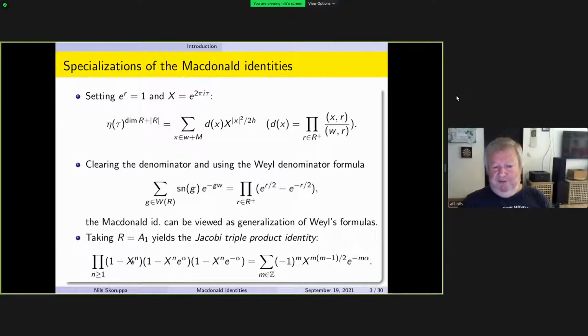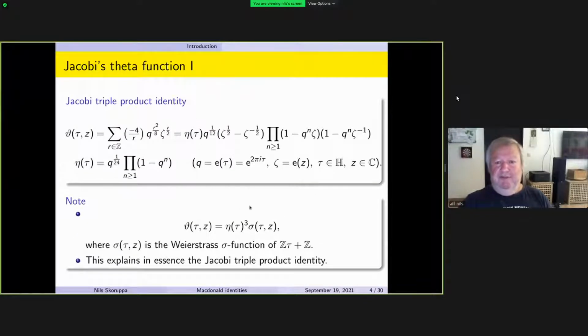If you set x to e to the 2 pi i tau and e to the alpha to e to the 2 pi i z, right? Then you just get this identity that you have here. And eta is, of course, the usual eta function. Well, we had it already. Now, when you look at the Jacobi triple product identity, then of course you can say, well, I don't need the Macdonald identity to prove it. There are a lot of proofs that I can give for it.